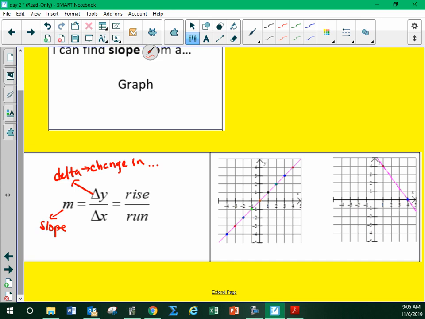Now what we do is we literally count that from the graph. My y's are up and down, so we call that rise. How much did I go up or down? How much did I rise up or rise down?